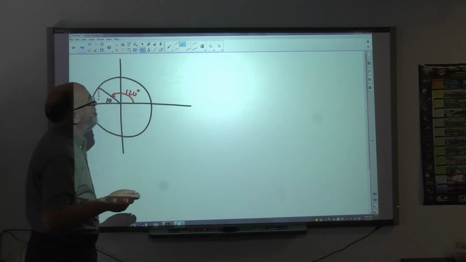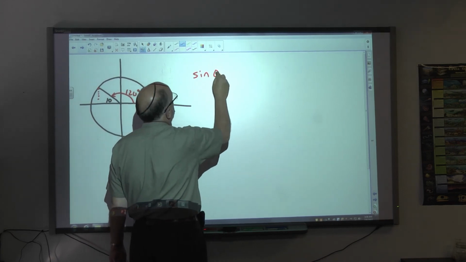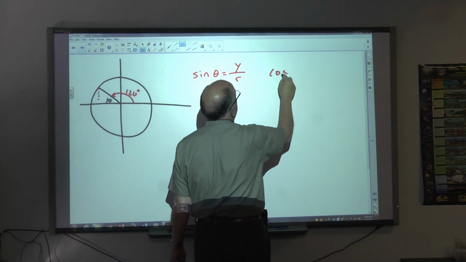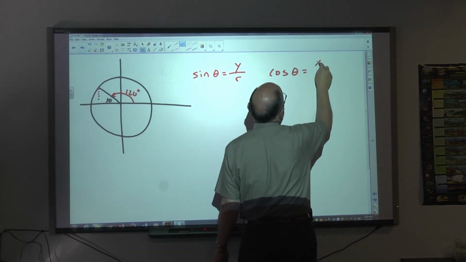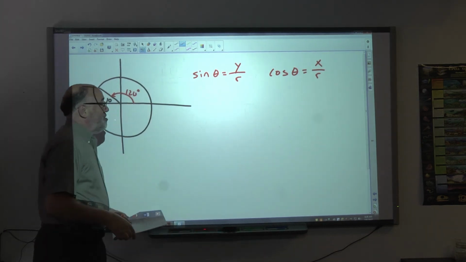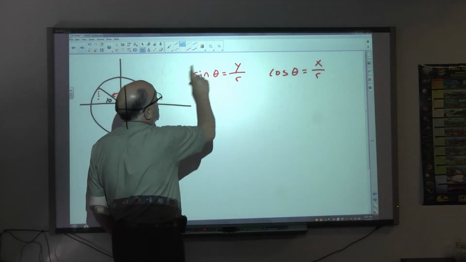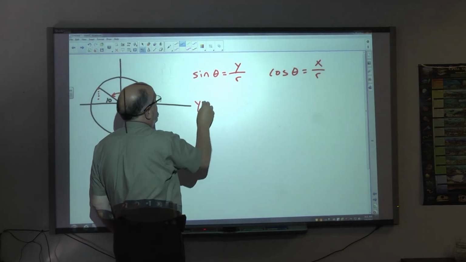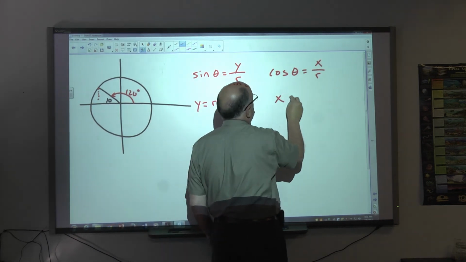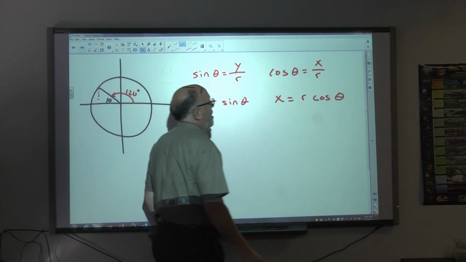We said earlier that sine theta was equal to y over r, and cosine theta was given by x over r. I could take those two equations and solve for x and y. All we have to do is multiply by r, so y is given by r sine theta, and x is given by r cosine theta.